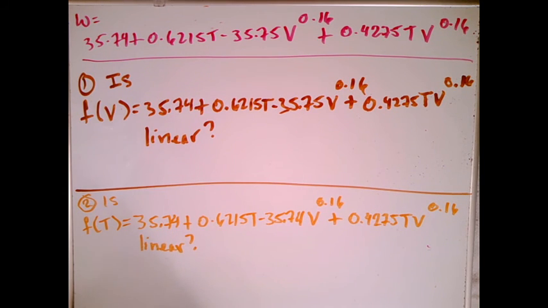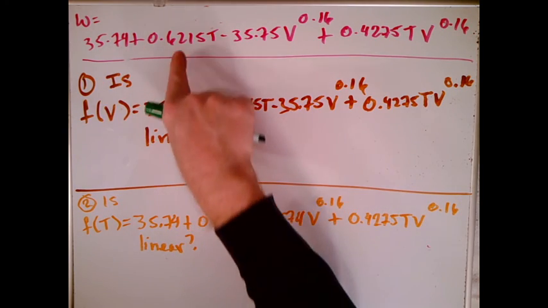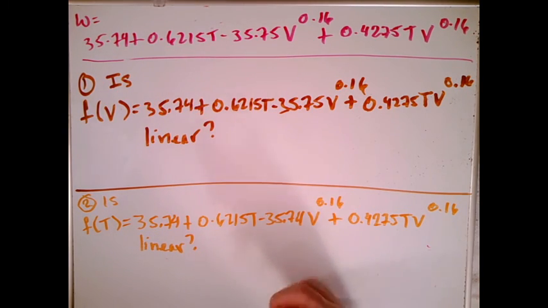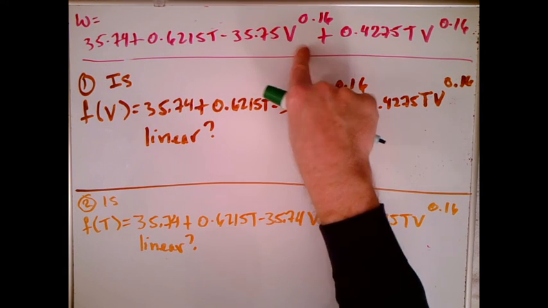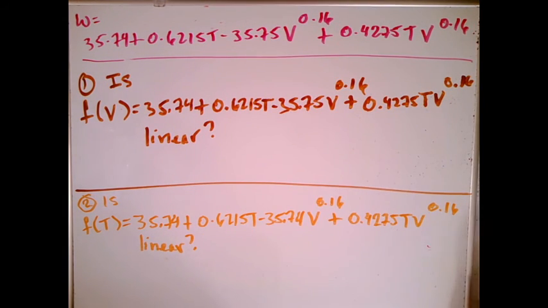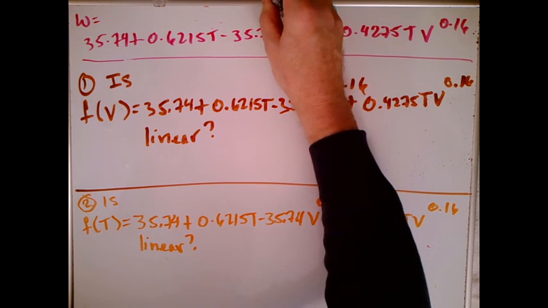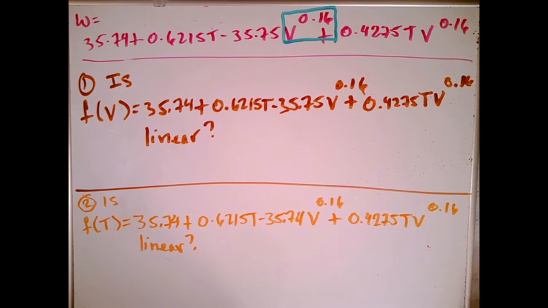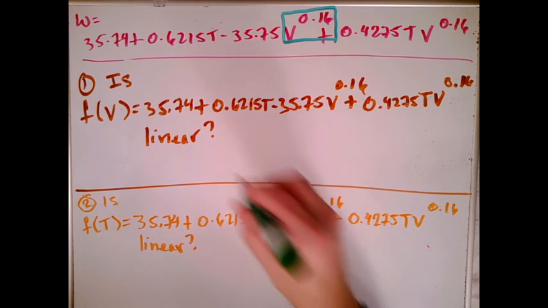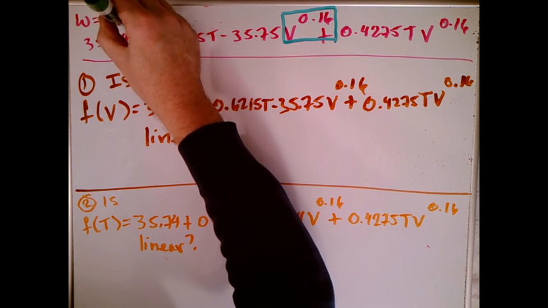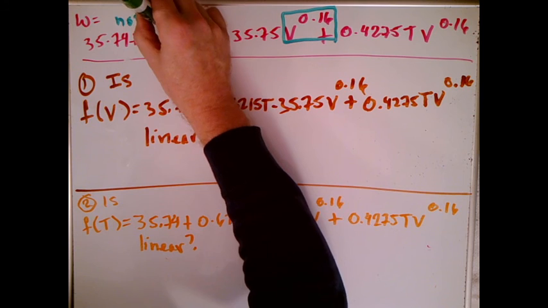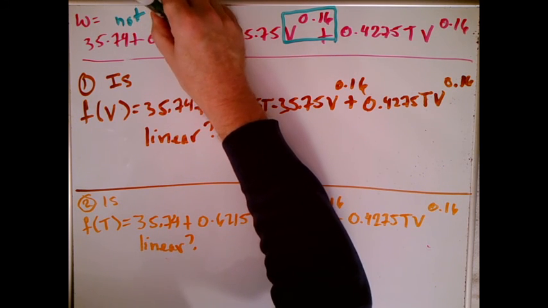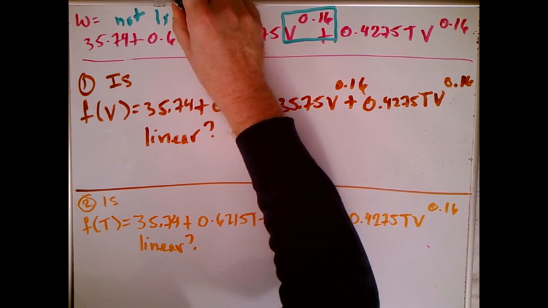Let's look at the first question first. If I look at this expression for w, that's a constant times t. So far it's linear, right? Now I have minus 35.75 times v to the 0.16. Whoops, that v to the 0.16 right there makes w not linear, because linear expressions can only have constants, and constants times a single variable. That's it. We really didn't care about this, but I think it was good practice to look at it. This is not linear.